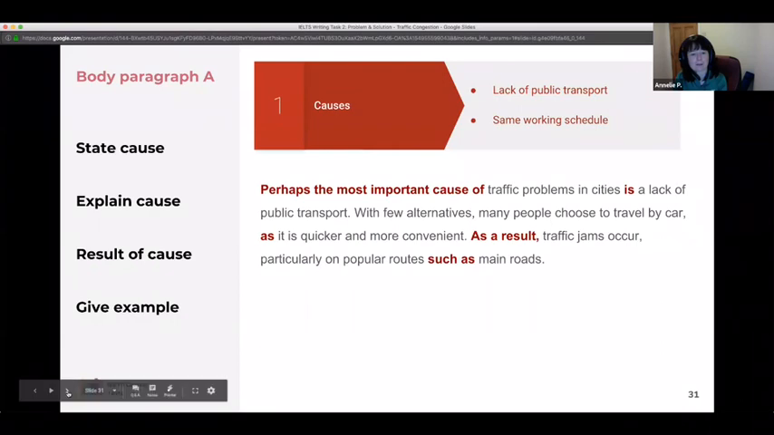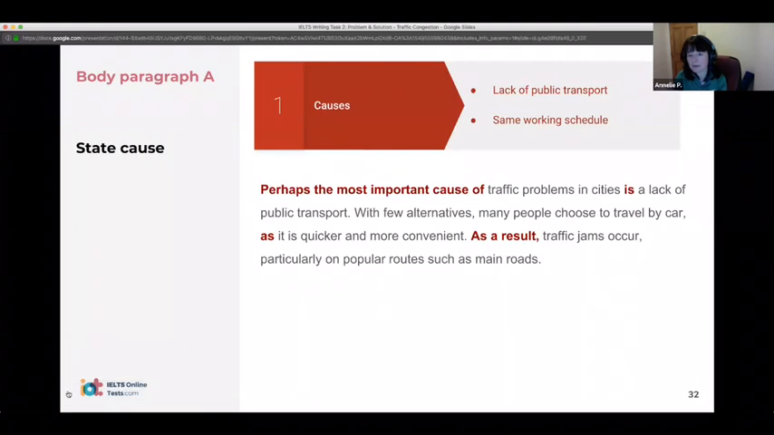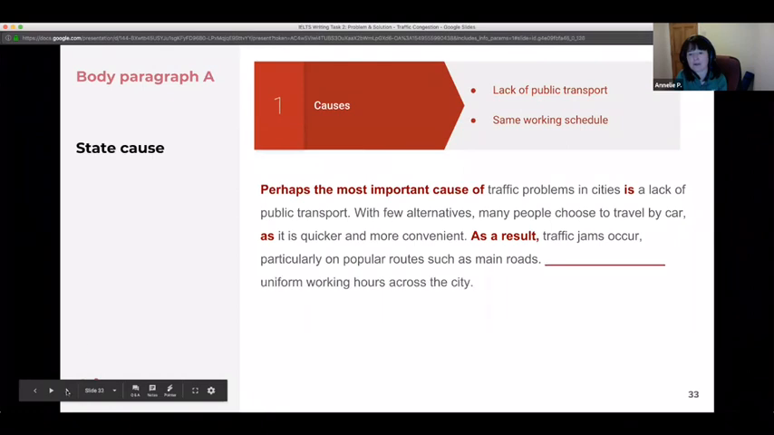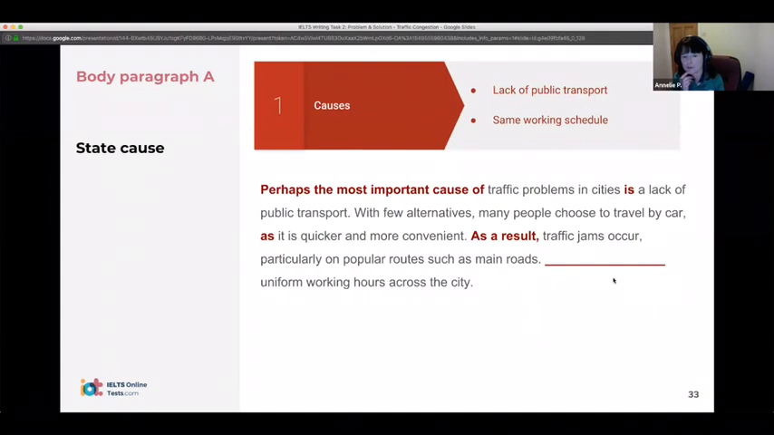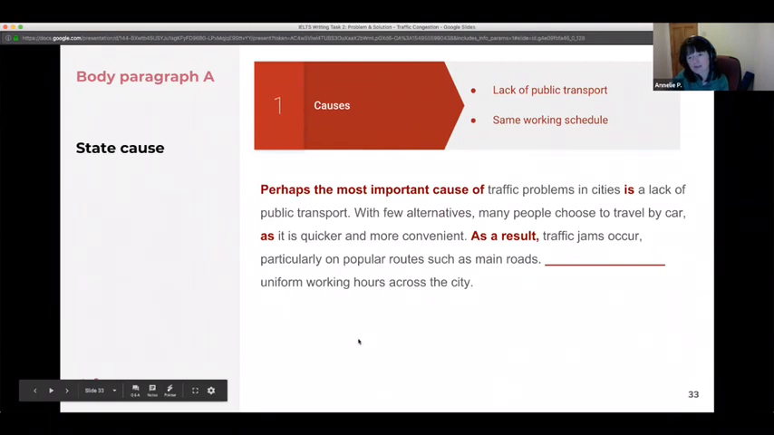And then we're going to move on to our second cause. So again, we need to make it very clear to the examiner that we are now talking about the second cause of traffic congestion. So how can we introduce our second cause? Okay, in addition, we need a little bit more than that. Another potential cause, very nice. Another cause to consider, another reason is. Very good. Remember, we're looking at introductory sentences here.